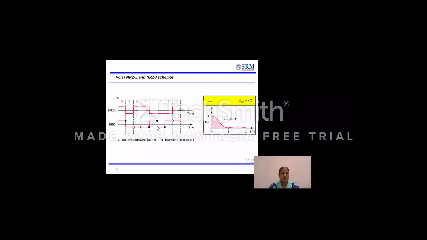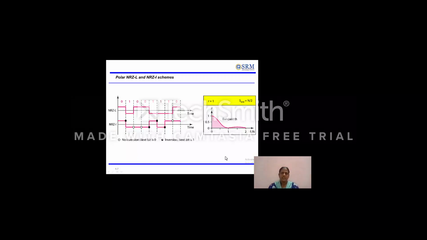Again there is a 1, from high to low. Again there is a 1, we go from low to high voltage. Again there is 0, so since it is already in high voltage, it will be in the high voltage only. So this is how you represent the bits in the non-return to 0 I. I stands for inversion.